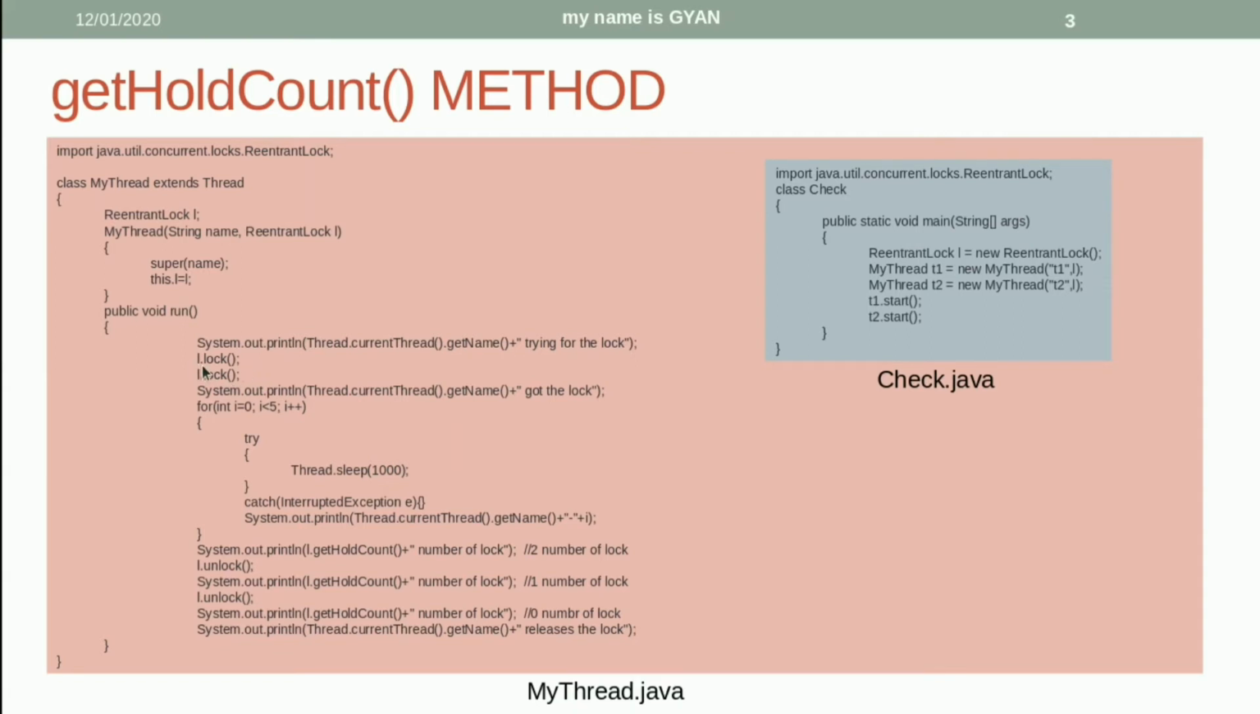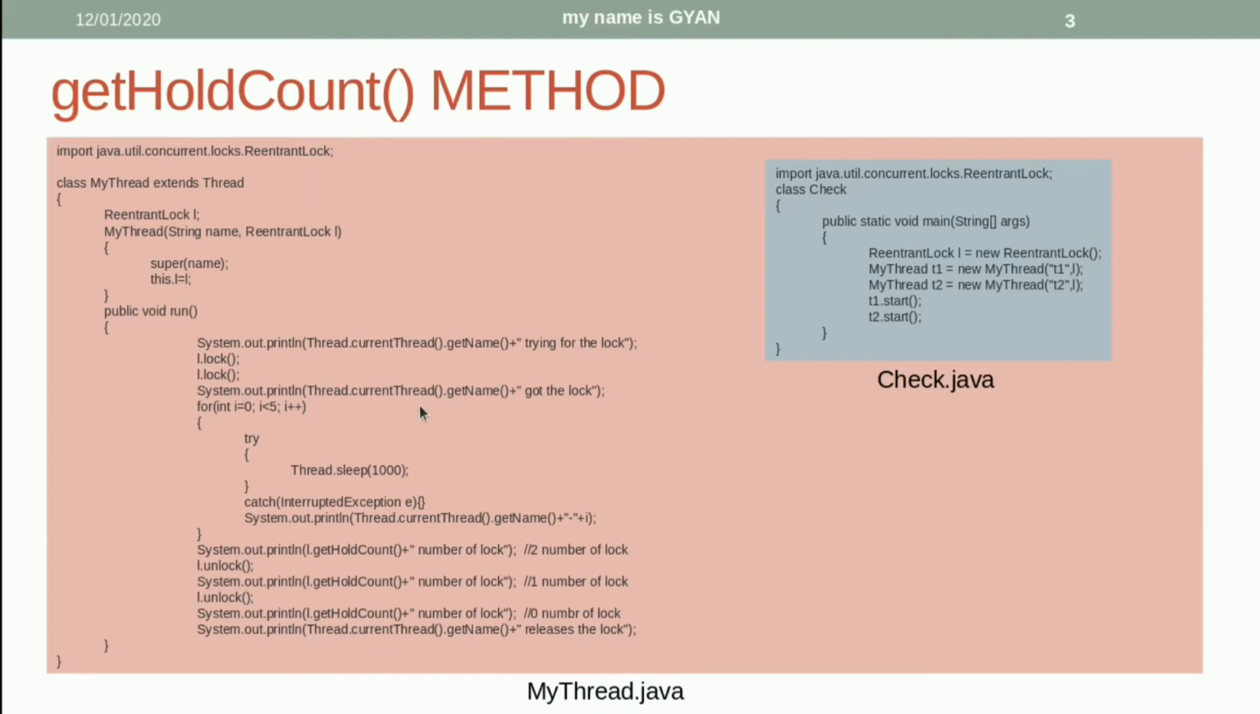Whenever a thread calls the lock method, it increases the hold count by 1. So by calling the first lock method, the hold count will be increased to 1 for the thread T1, and by calling the second lock method, the hold count will be increased to 2 for the thread T1. So after these two statements, the hold count for the thread T1 will be 2. Remember, here we are assuming that the thread T1 gets the first chance. If the thread T2 gets the first chance, the same thing will happen with the thread T2.